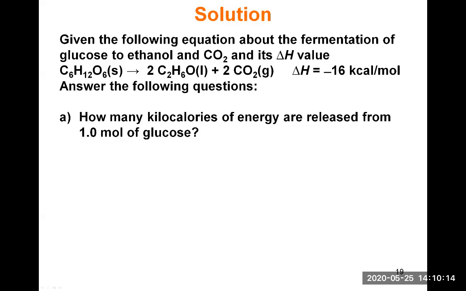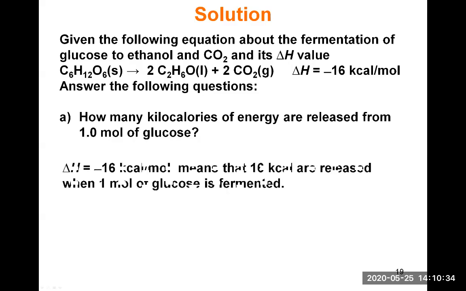And so you will release 16 kilocalories when you have these proportions reacting and this amount of product being produced. So that means when 1 mole of glucose is reacting and fermenting, you are releasing 16 kilocalories to the outside. So that's what this means. The delta H equals negative 16 kilocalories per mole means that 16 kilocalories are released when 1 mole of glucose is fermented.